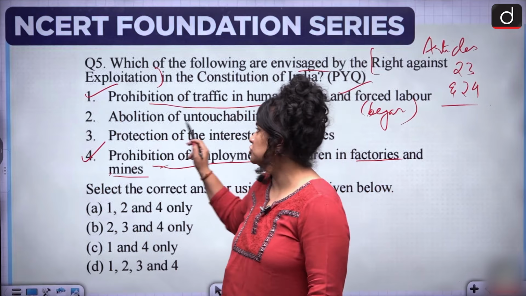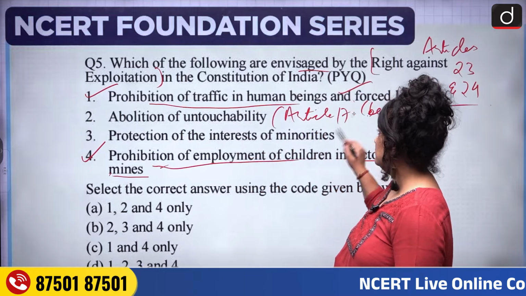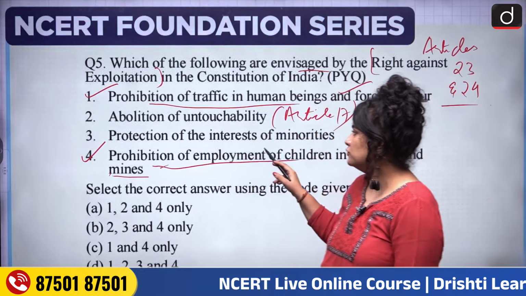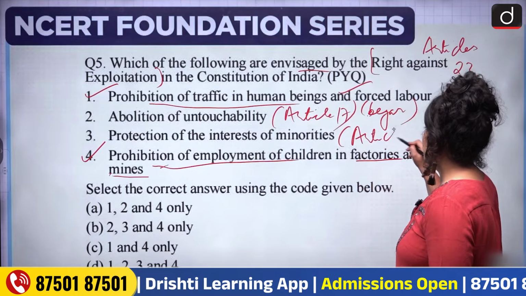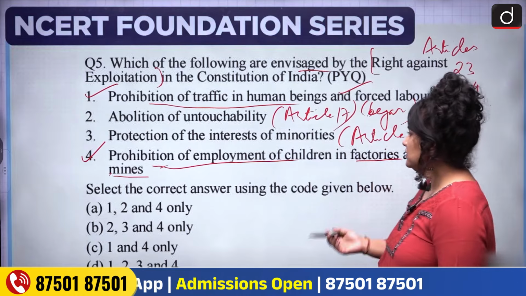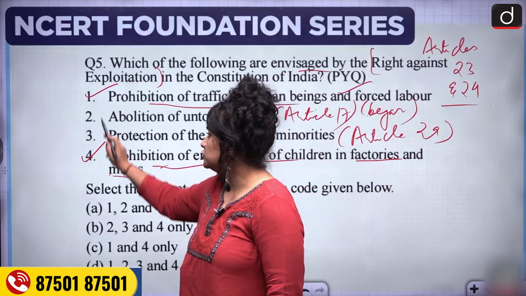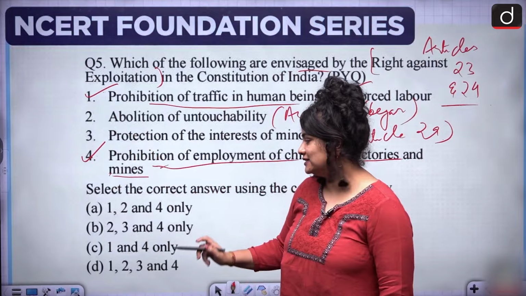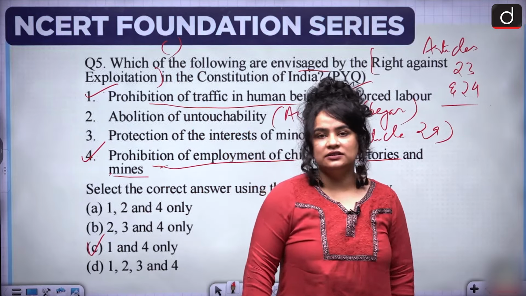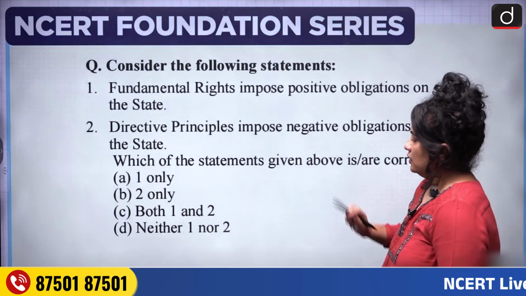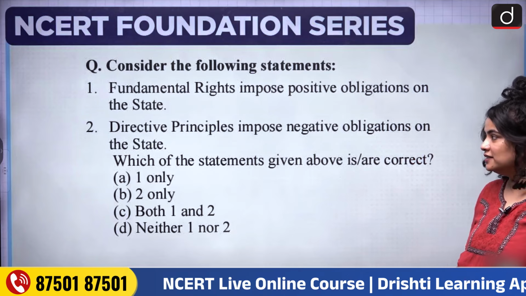The other two, abolition of untouchability, is Article 17, under right to equality, and protection of the interests of minorities is again a matter of Article 29 under educational and cultural rights. So we have statements 1 and 4, the two rights, and option C therefore is our correct answer, and this is your practice question for the day. Please take a look at it.